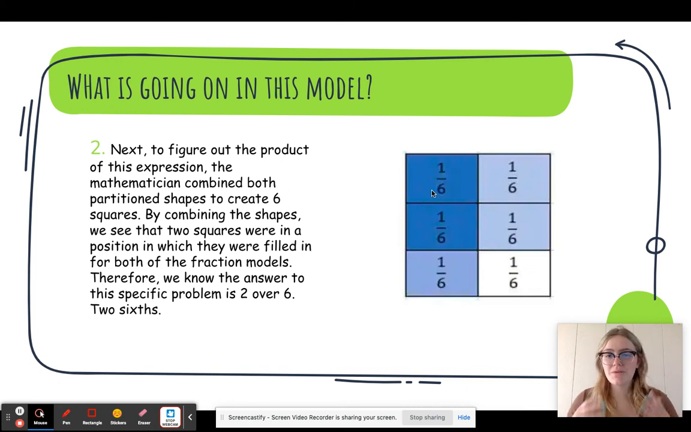Now we see 2 of these boxes were overlapped by both of these filled in portions. We're going to focus on those 2 boxes because those are our numerator. So 2 out of the 6 boxes overlapped. That gives us our answer, 2/6. So 2/3 times 1/2 equals 2/6.